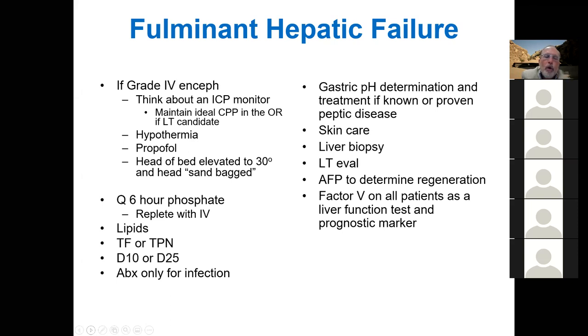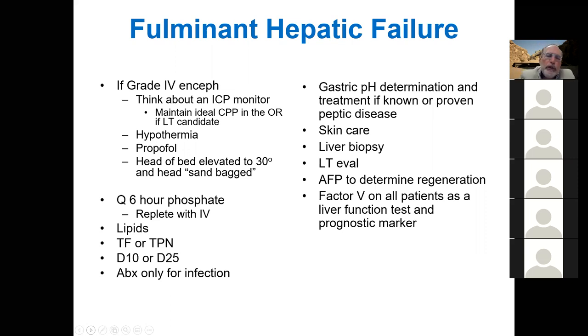Antibiotics only for infection, but in these patients, they're in the ICU for more than 3 days. You need to be doing surveillance cultures. Gastric pH, if there's an NG tube down. PPIs, very selectively, but can be used if there's a risk for peptic disease. Good skin care, low threshold for a liver biopsy, and of course, liver transplant evaluation.